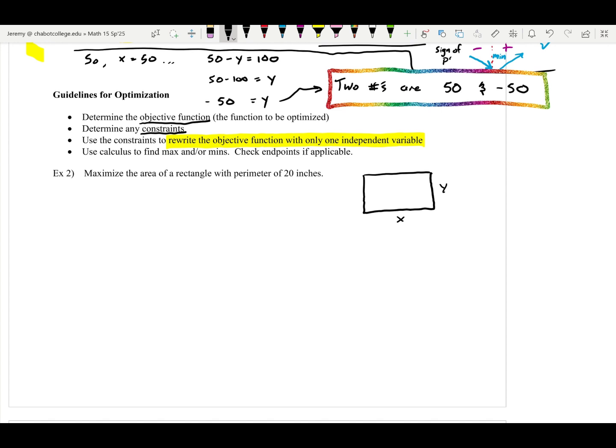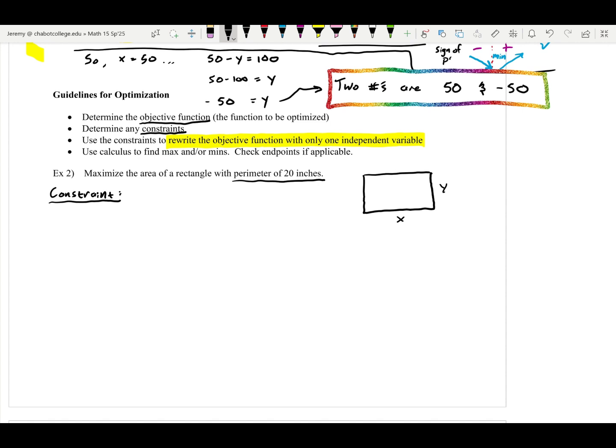We want to maximize the area of a rectangle with a perimeter of 20 inches. Okay, so I have my two variables defined here, right? Because what defines a rectangle is just its length and its width, so that'll be x and y. Let's see if we can come up with a constraint equation. Now remember, the constraint equation generally will involve any numerical value that's provided in the problem. That's common.